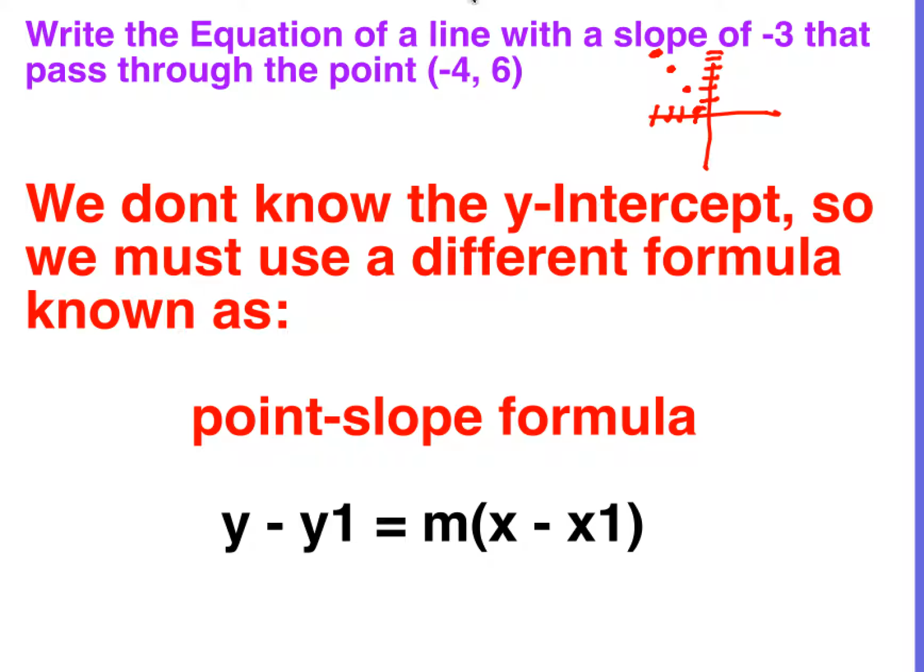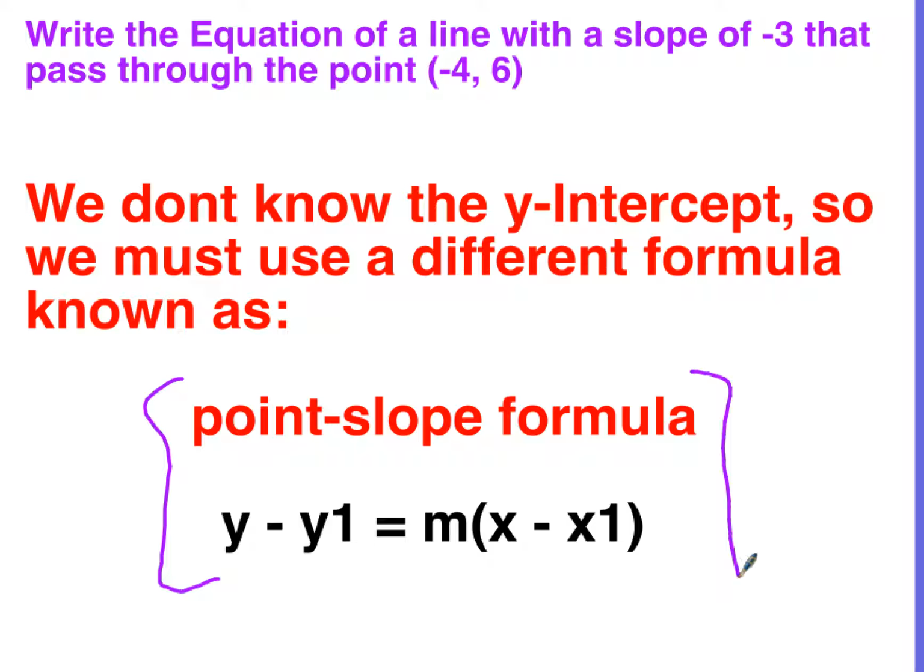That could be a lot of work. Because I know it goes through this point, and I know it has this slope, so there's my line, and I'm just trying to find my y-intercept. But I need the y-intercept to be able to write an equation. So one way to do this without having a graph is to use what's called the point-slope formula.